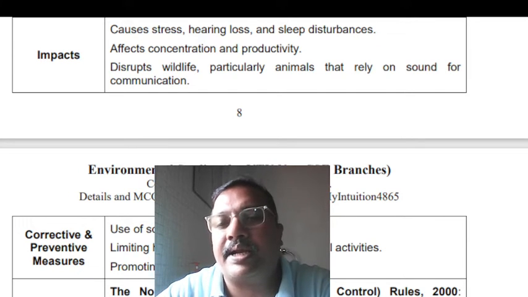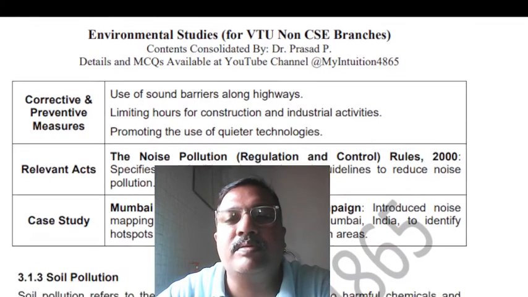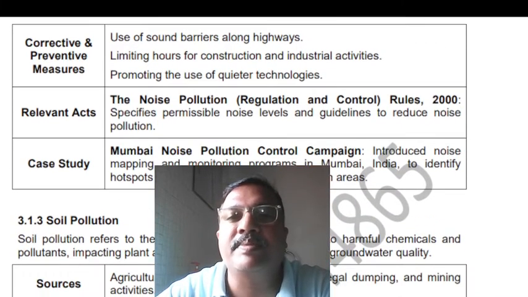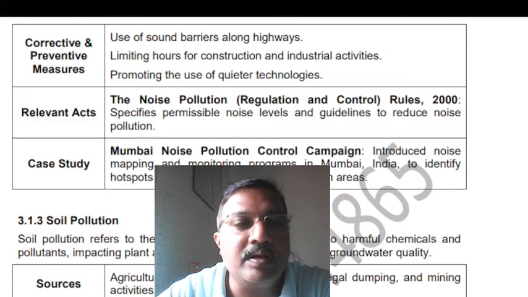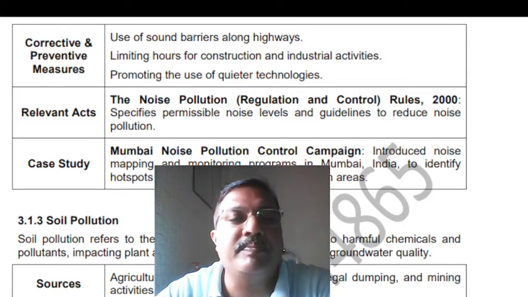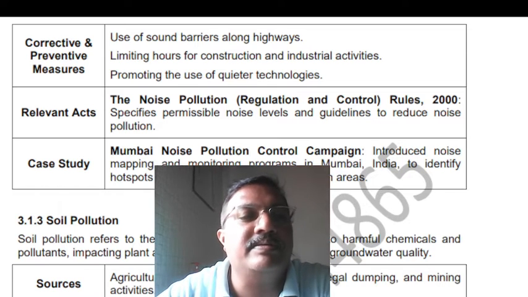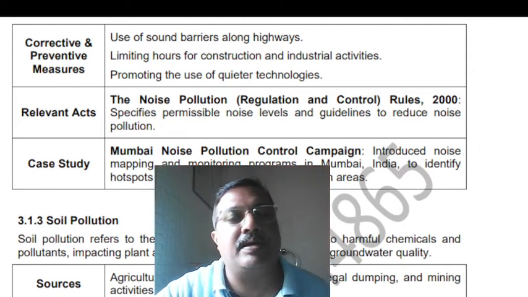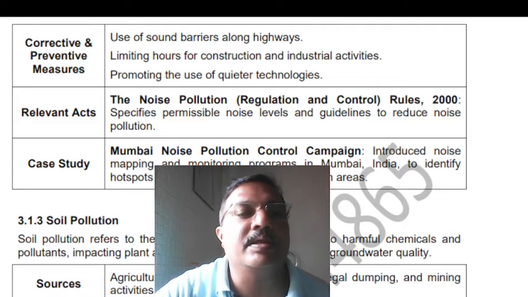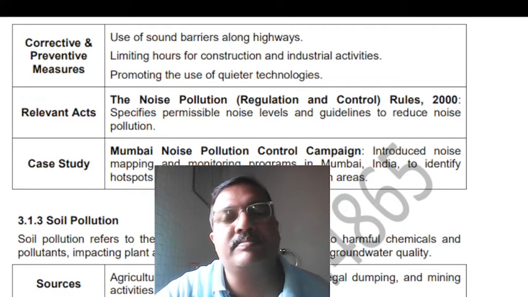What are the corrective and preventive measures to reduce noise pollution? You can have sound barriers. You can limit the activity hours. You can have quieter technologies and awareness programs.